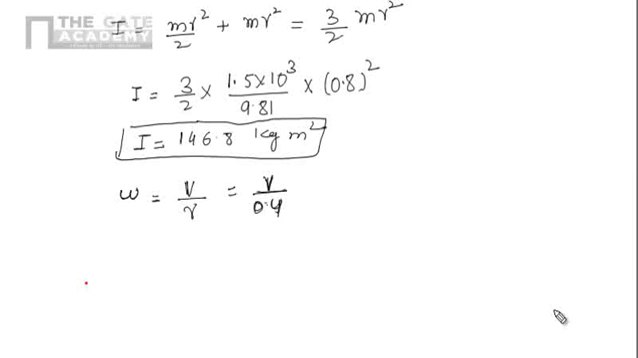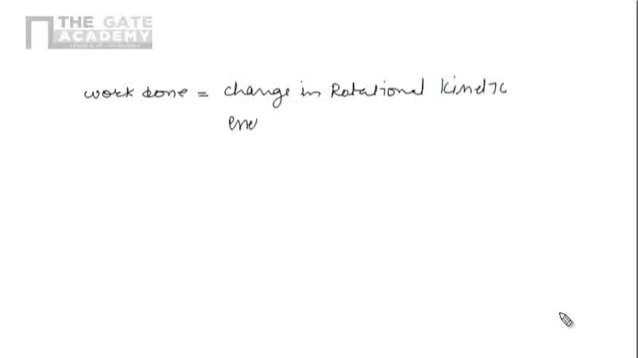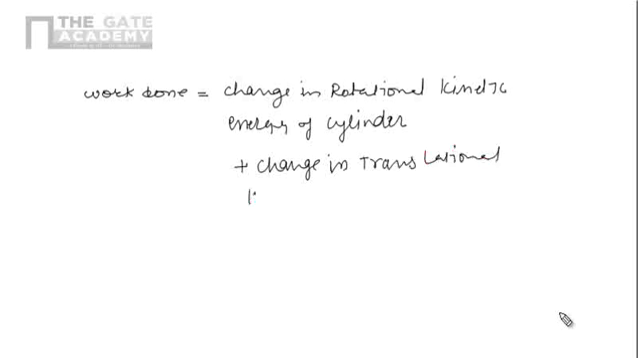Now we can easily apply the work energy principle. So now let's apply the work energy principle, that is work done equals change in rotational kinetic energy of the cylinder plus change in translational kinetic energy of the block. So now we have the work done, we have already calculated, it is 3200.